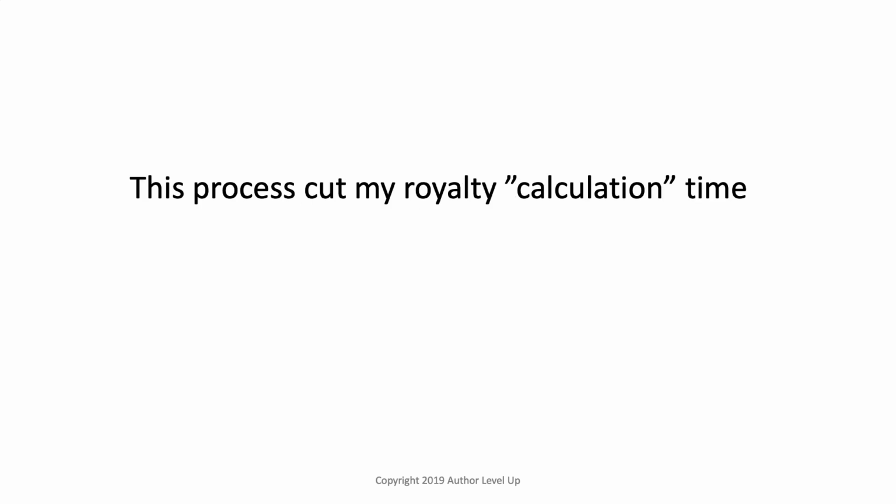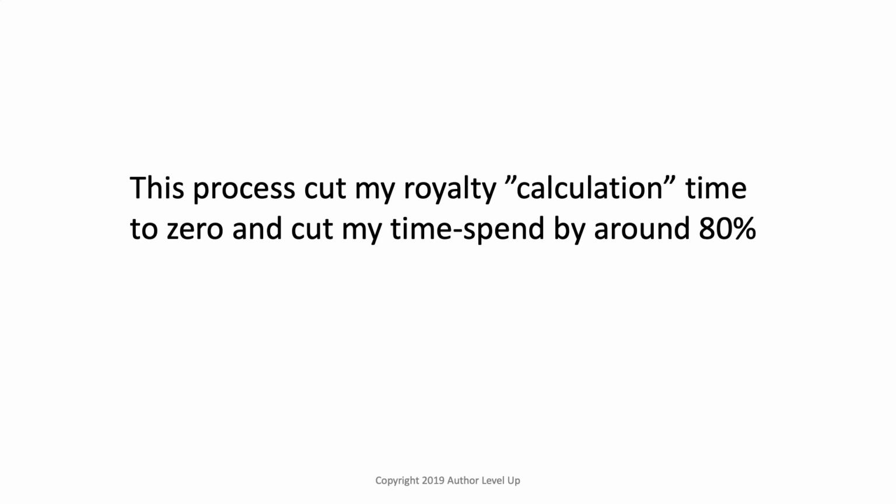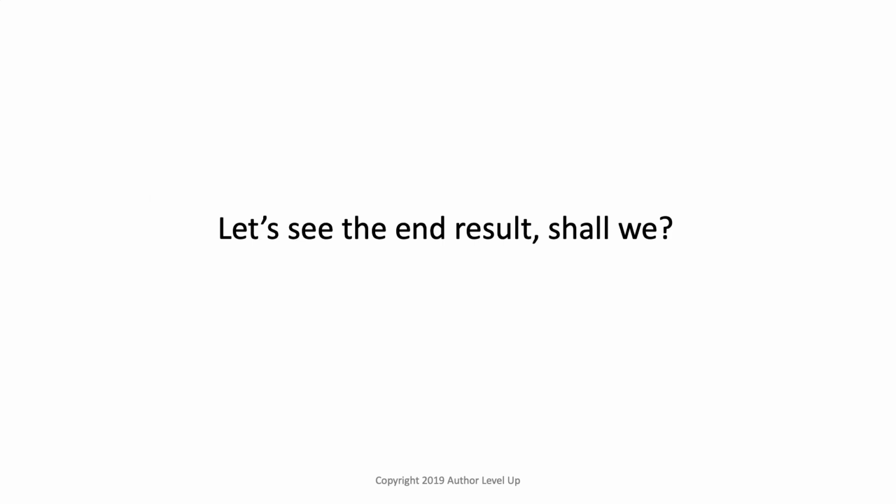So this process cut my royalty calculation time to 0, and it cut my time spent on royalties altogether by around 80%. Now, as I told you before, I kind of quit doing royalties, but when I did it, it took me about 4 to 5 hours per month. And I can actually import an entire year's worth of royalties into Access in less than an hour. Now, enough talking, right? Let's see the end result, shall we?